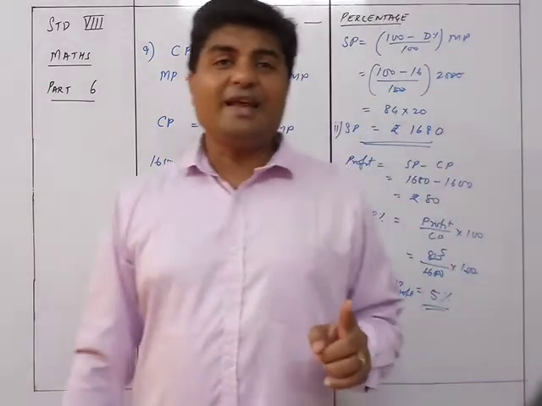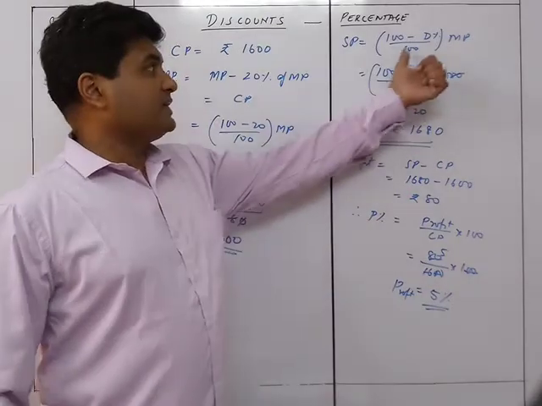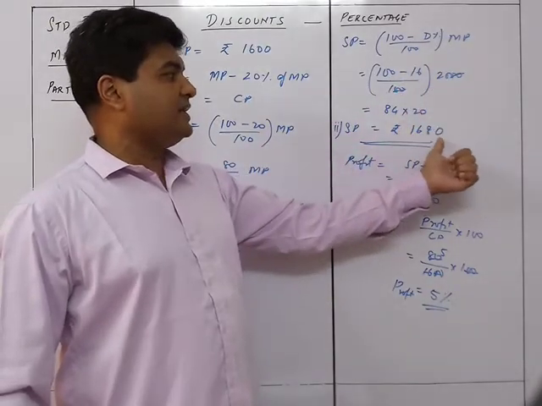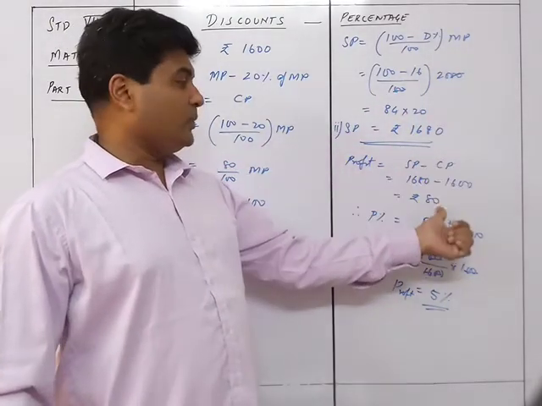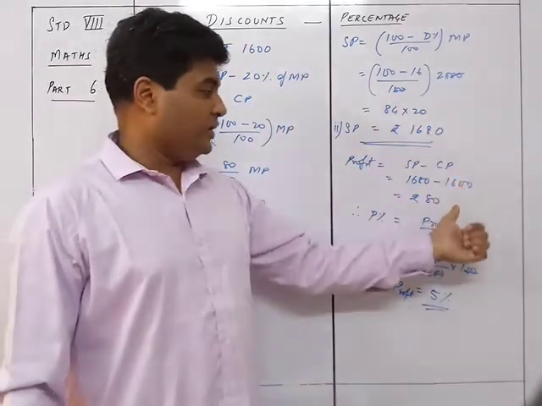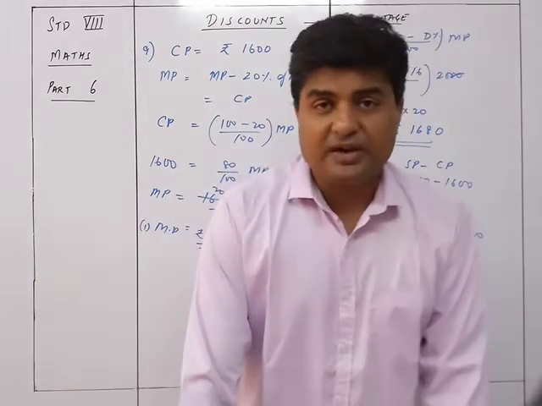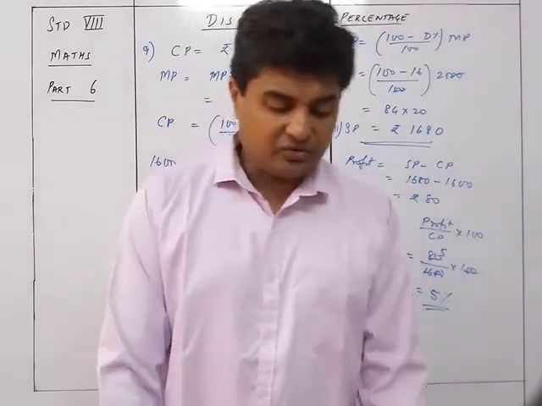Now the person is selling it at 16% discount. So because the discount is 16%, he sells it at 1680 rupees. So 80 rupees is what he is making as a profit, because 1600 is the cost price. So 80 rupees is the profit. So profit percent is 80 upon 1600 into 100, that is 5%.